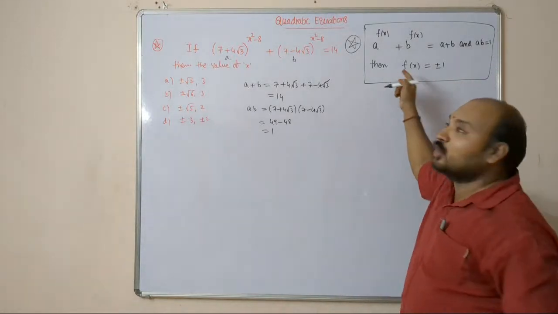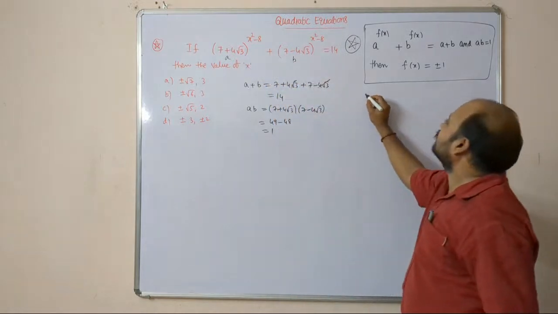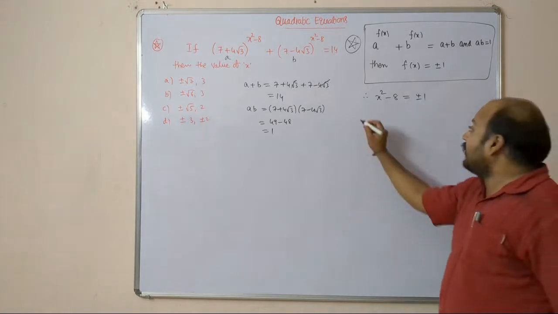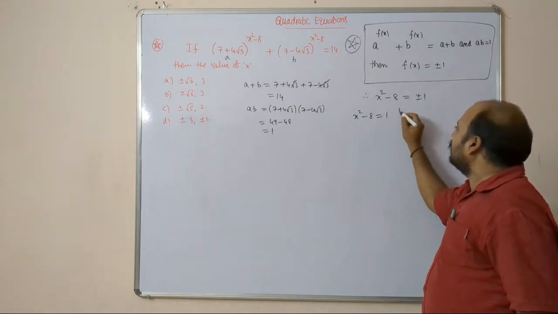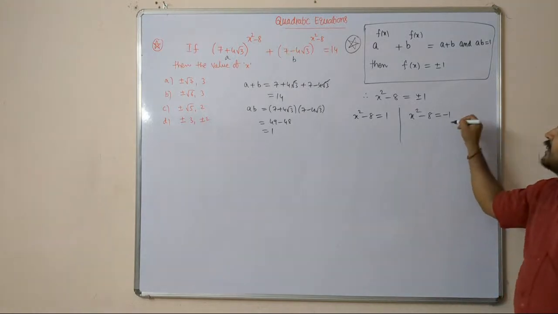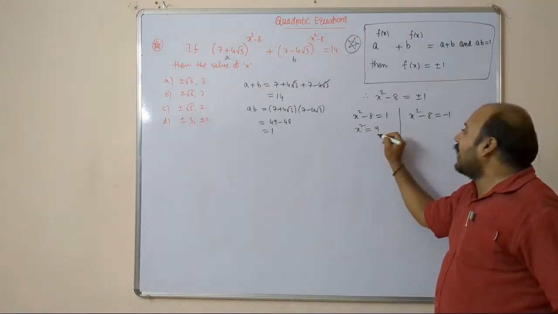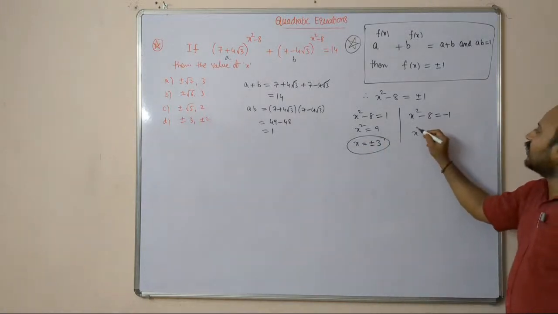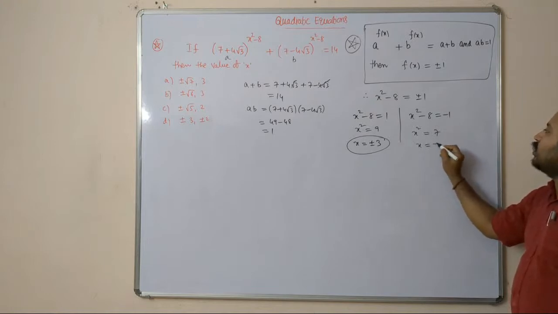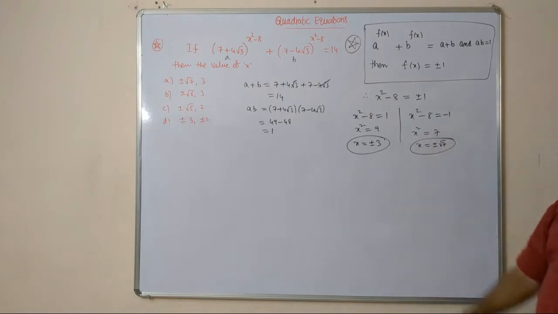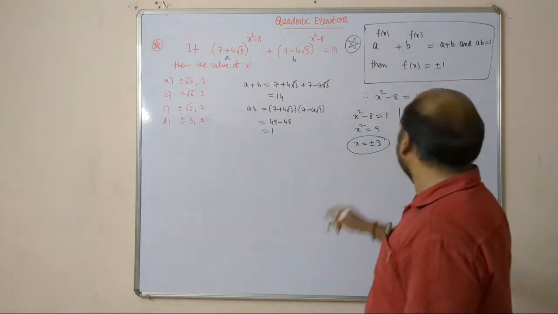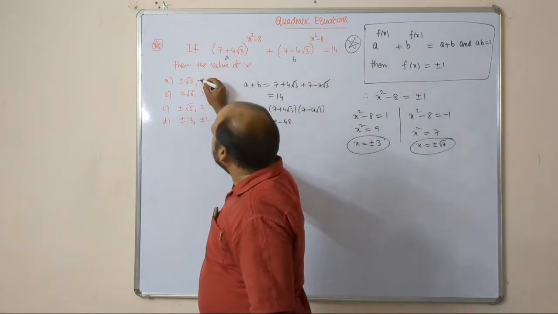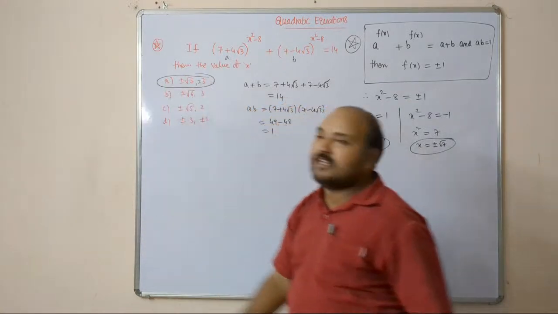F of x is equal to, what is f of x in this? X square minus 5. Therefore, x square minus 8 equal to plus or minus 1. If we consider plus, x square minus 8 equal to 1, and x square minus 8 equal to minus 1. So x square is equal to 9, x is equal to plus or minus 3. Now x square is equal to 7, x equal to plus or minus root 7. So both the values are possible. So x equal to plus or minus root 7 and plus or minus 3. It is there. So the first option is the right option.